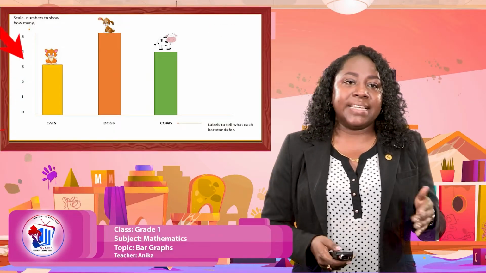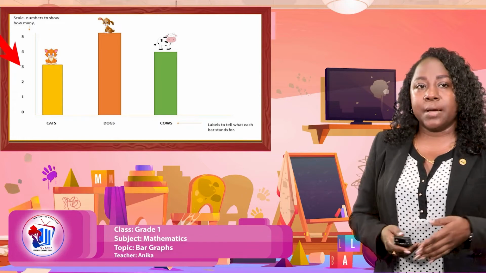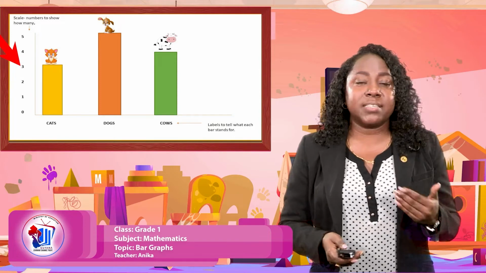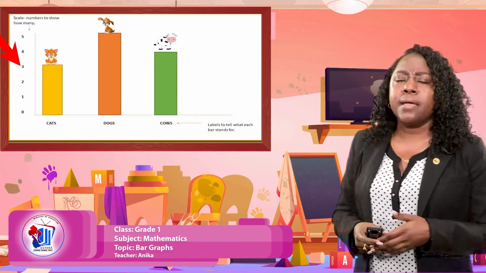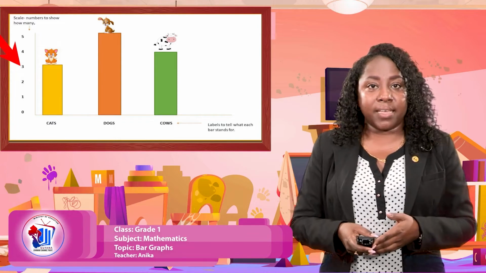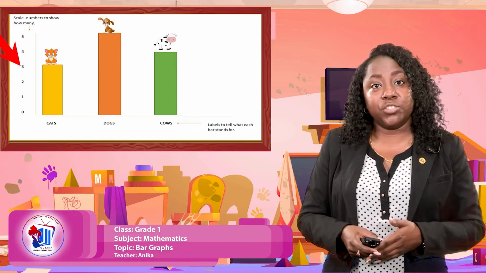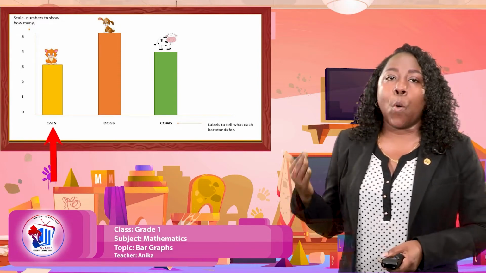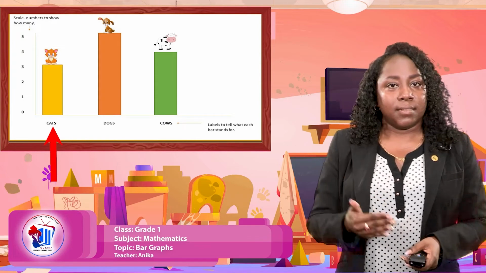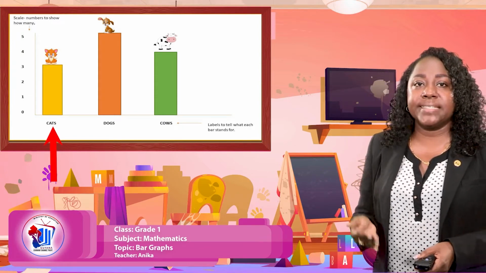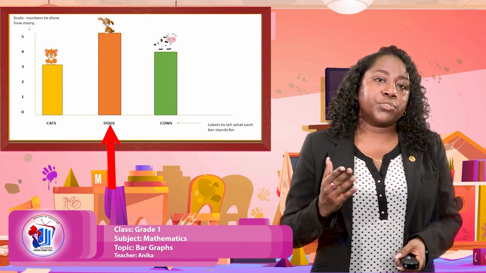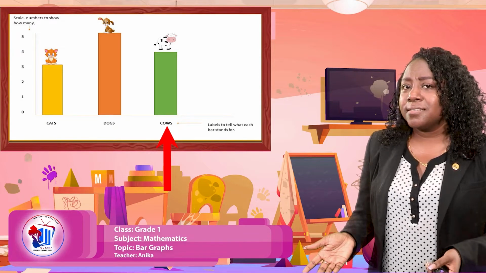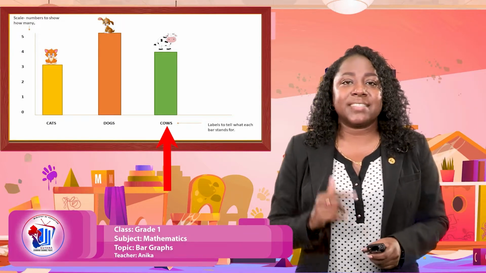When you see the number at the side of the bar chart, those numbers show how many. So it could be how many animals, how many books, how many stationeries, maybe how many colors children like, or maybe how many children. At the bottom, we label the bars so you can know what each bar represents. Like I said before, the yellow represents cats, the orange represents dogs, and can you tell me what the green represents? Correct, the green represents the cows.